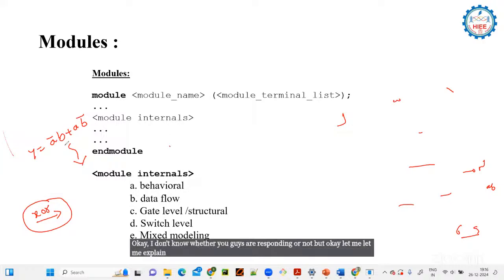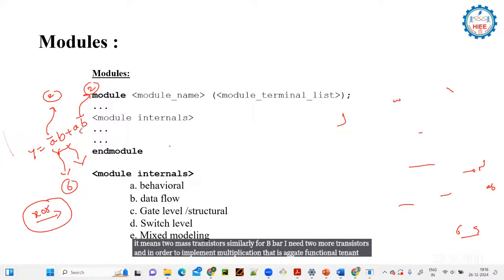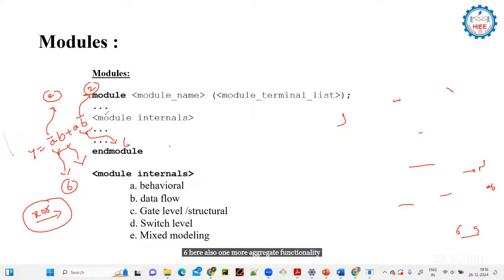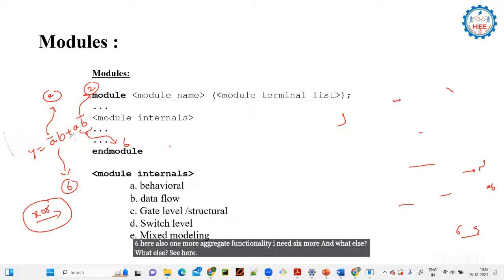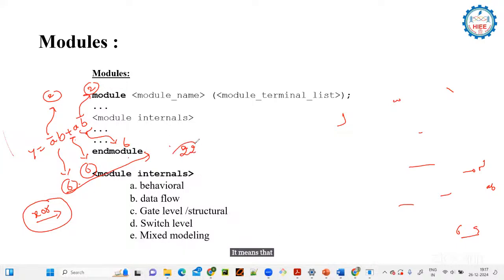See here, for A bar, I need one inverter. It means 2 MOS transistors. Similarly, for B bar, I need 2 more transistors. And in order to implement multiplication, that is AND gate functionality, I need 6. Here also one more AND gate functionality, I need 6 more. And what else? Here I have OR gate operation. Even for OR gate, I need 6 more MOS transistors. Means totally how many do I need? I need 22. 6 plus 6 plus 6 plus 2 plus 2. It means that I need 22 MOS transistors.